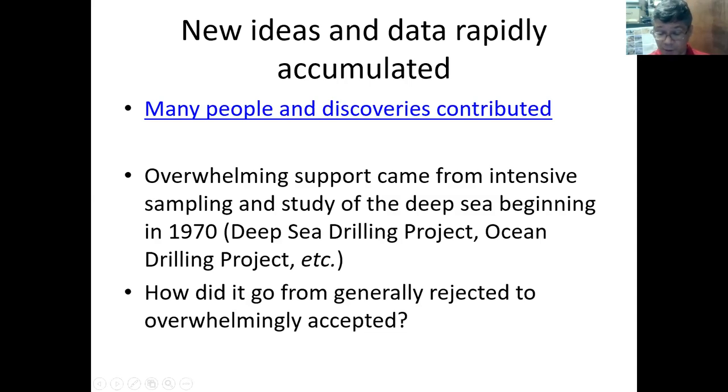Yeah, you can still find silly stuff, say, on the internet or whatnot, but there's not serious doubt that the continents are moving. You can measure it with GPS today.